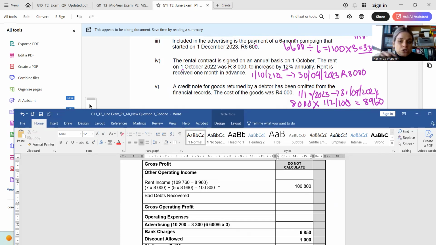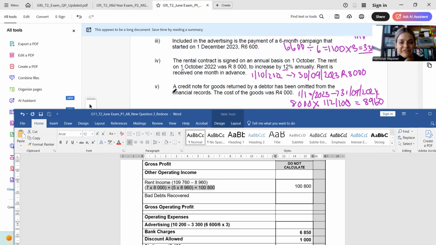But it's always good to double check, because what if we received more than the 1 month? So that's why I did this whole calculation and not just opt for 8,000 times 112 over 100. It's just me and my paranoia always kicking in.